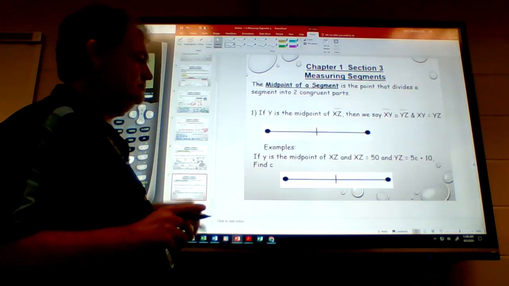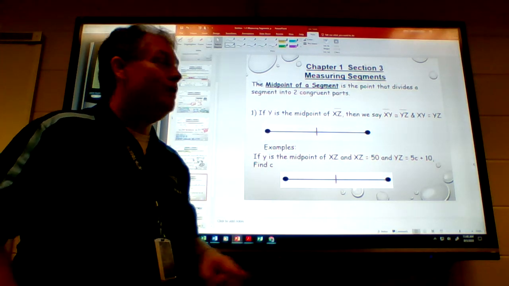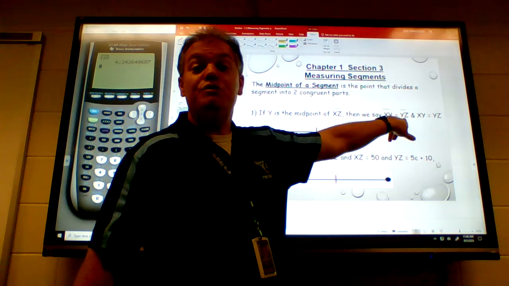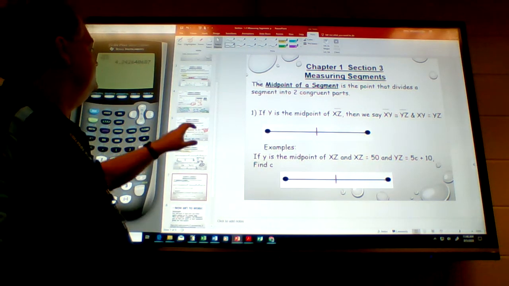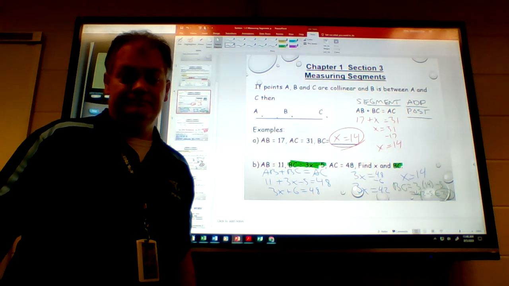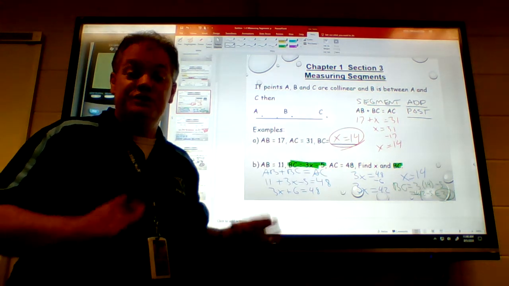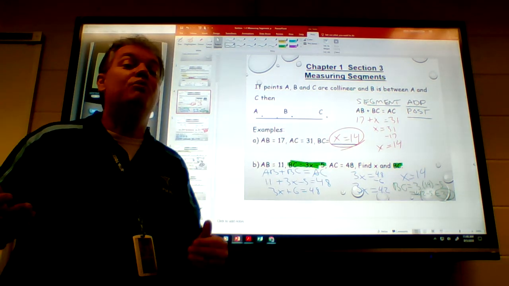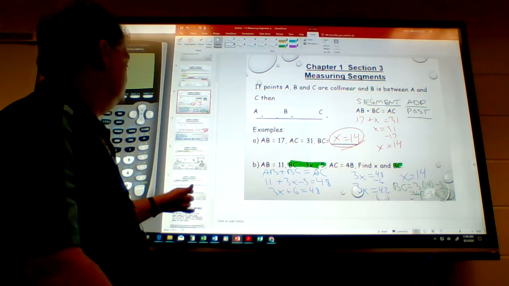There's one word. Midpoint. When it says midpoint, you set these two equal. If it doesn't say midpoint, you don't do that. You add them together. Now here it didn't say midpoint, so you have to add them together. But when it says midpoint, only when it says midpoint do you set them equal.